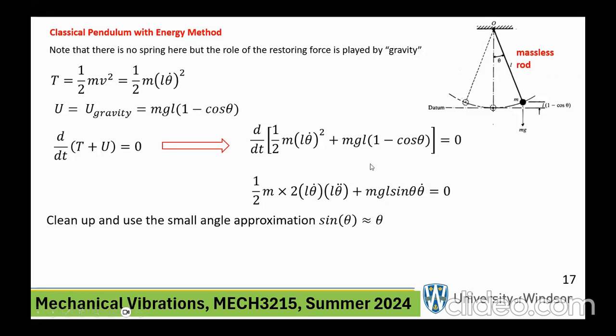And the derivative of cosine is negative sine, so that minus sign goes away. And if we assume that angle theta is small, we're going to have L theta double dot plus G theta. This is after dividing through by theta dot, and here is the mother of all equations, and therefore the natural frequency is square root of G over L. Okay, let's move on.